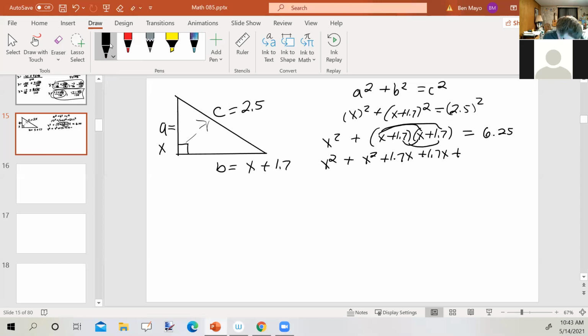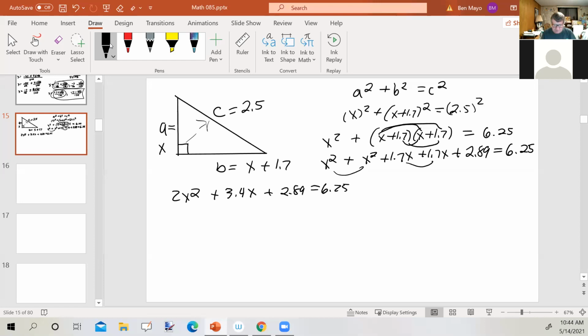The plus 2.89 is still on the left side, and then on the right side we have 6.25. Once again, proving I can't walk and chew gum at the same time. All right, so now combining like terms on the left side of the equation, we've got 2x squared plus 1.7x plus 1.7x would be 3.4x plus 2.89 equals 6.25.